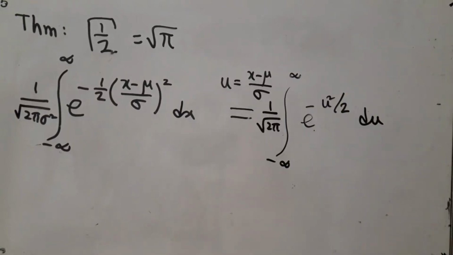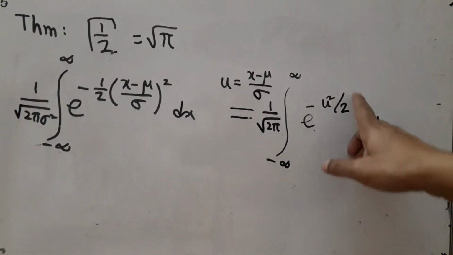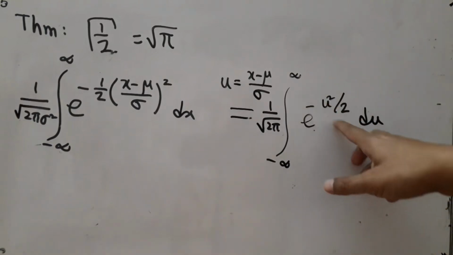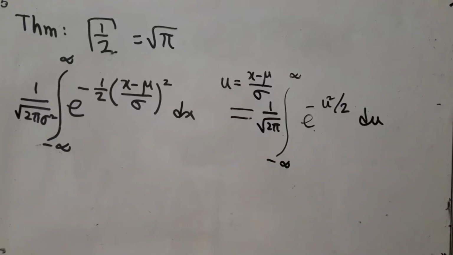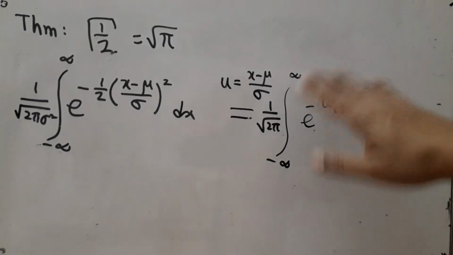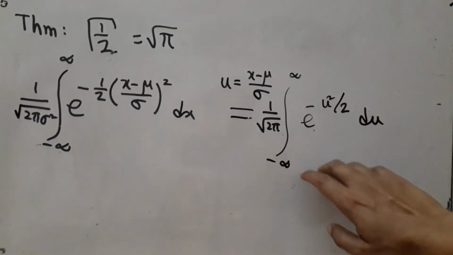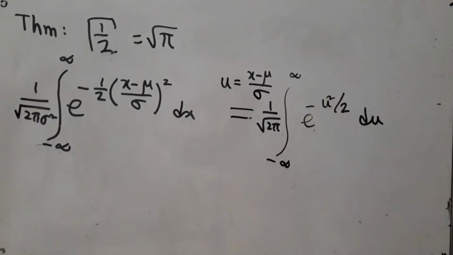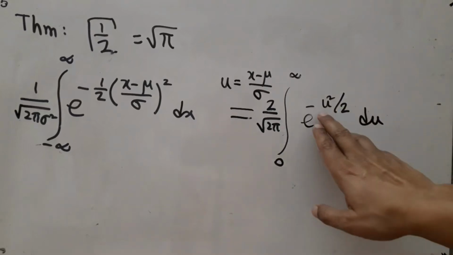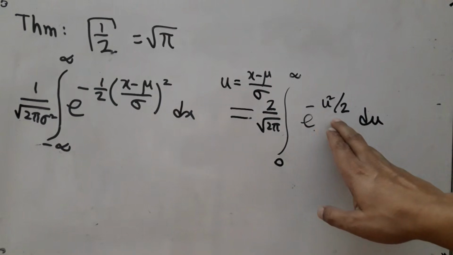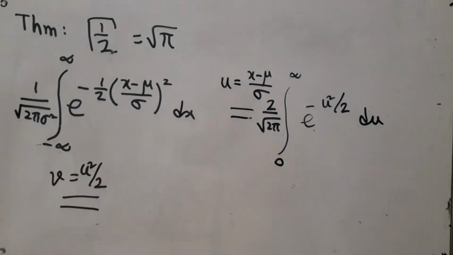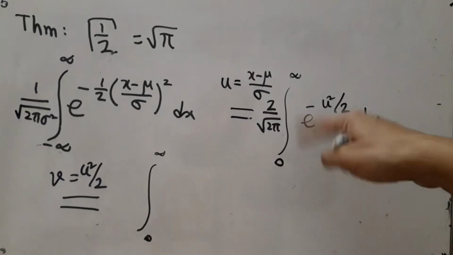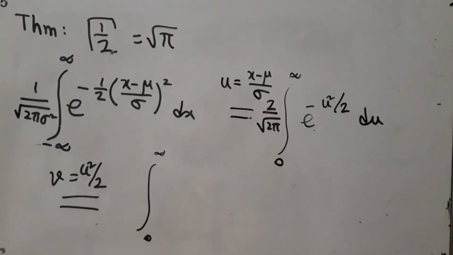Again we are going to use a substitution. This time I shall put a variable for u square by 2. But before that, I just notice that this thing is symmetric around 0. So I might as well work with 0 to infinity and multiply this by 2. So now I am going to put u square by 2 equal to v. The endpoints remain 0 and infinity. This thing becomes e to the power minus v.